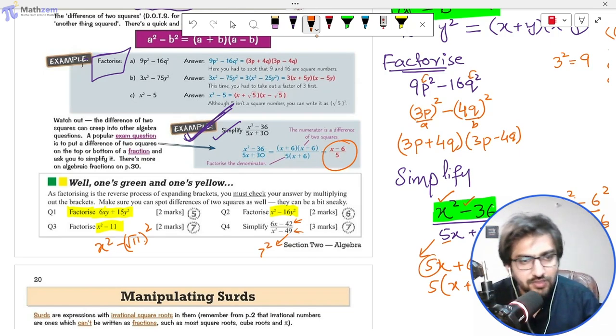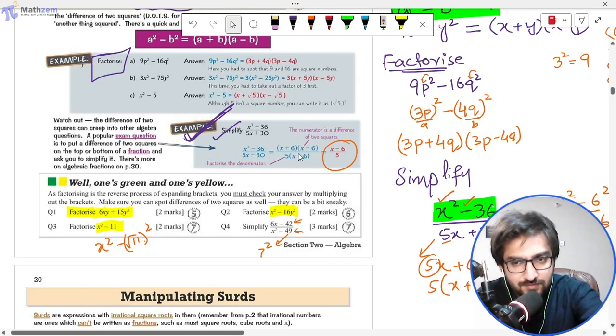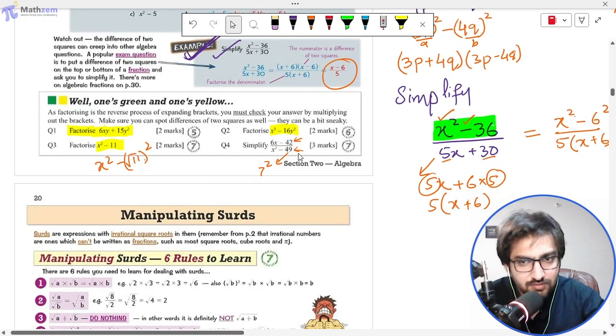So these are the two important concepts. This is enough for this lesson. In the next lesson, we will start manipulating surds.